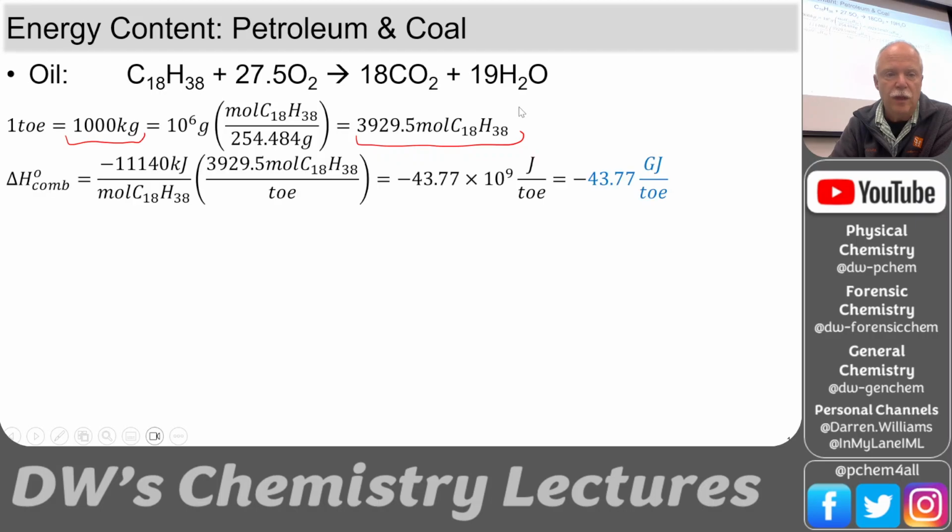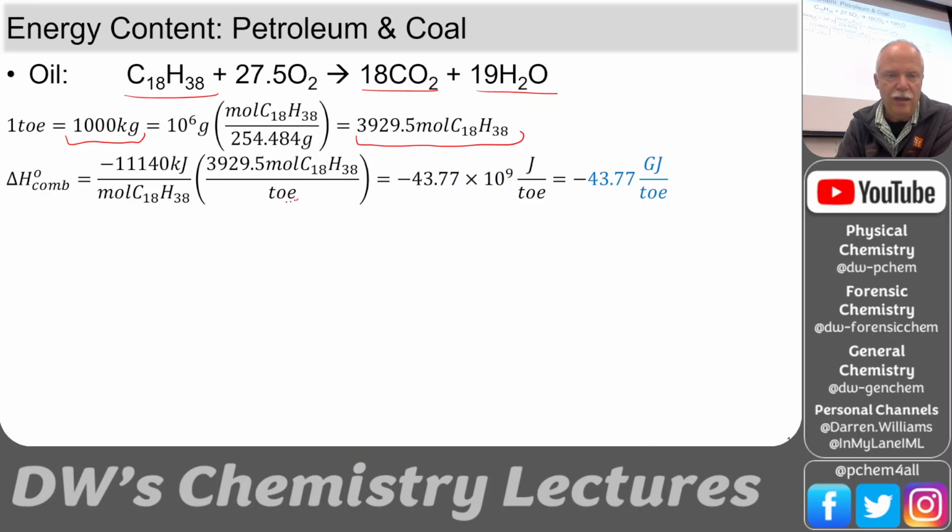Okay. Delta H of combustion for that, we can do that reaction. You got 18 CO2s and 19 waters, and you subtract the mole of oil for its enthalpy of combustion, and we get 43 times 10 to the 9 joules per ton of oil equivalent.